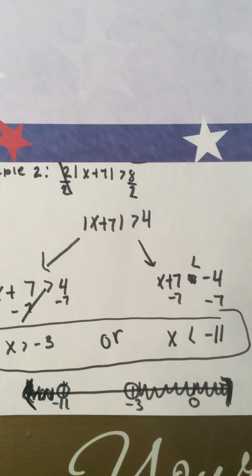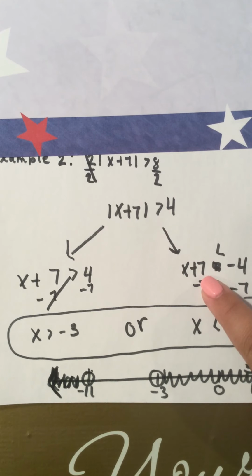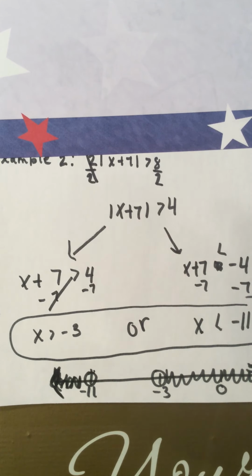The less one goes with a negative sign. So the first one, you write it the exact same way. You do not change anything. So x plus 7 is greater than 4. The second time you write it, because it is a greater than, if it was greater than or equal to, you also would flip it. You're going to have x plus 7 is less than negative 4.